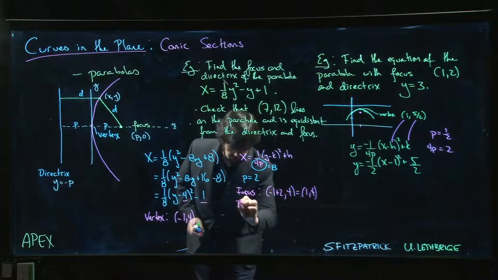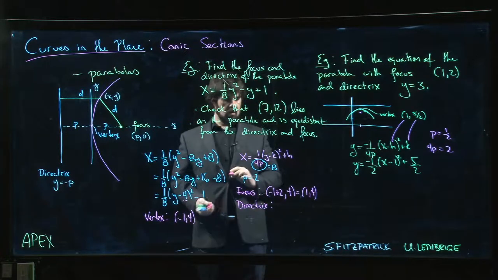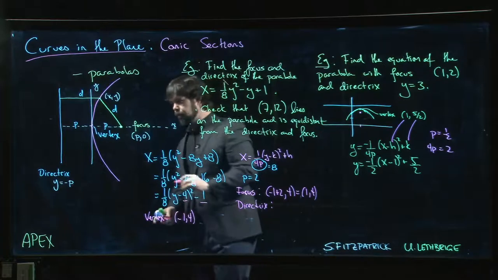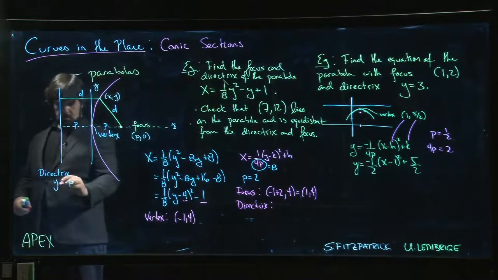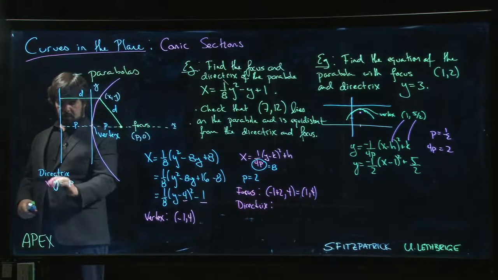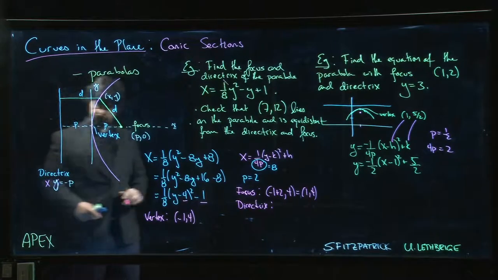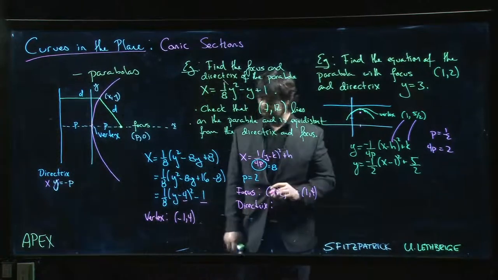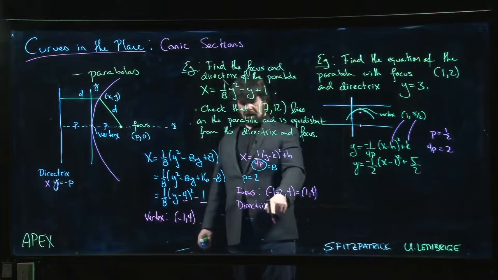The directrix, well, we go 2 units the other way. We get over to here. This is wrong. Y equals P, that's been sitting there the whole time. X is equal to minus P, Y if we're doing this way. I'm not going to reshoot those videos. That takes too long. We'll live with the mistake. X is equal to minus P.